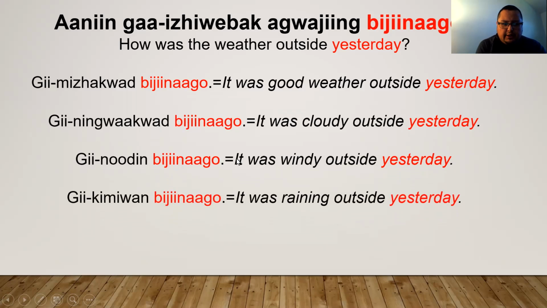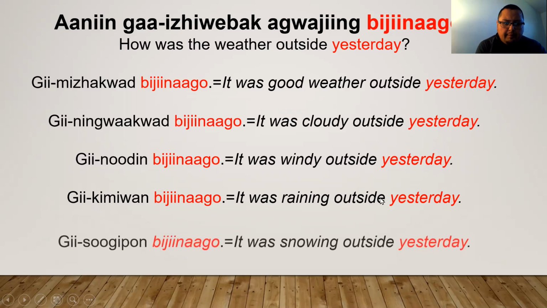Okay, so one word here, a little different. We come across one with the initial consonant change. Our G from gimiwan changes to K. Gi kimiwan agwajiing bijinago. Gi kimiwan bijinago. It was raining yesterday. Gi kimiwan agwajiing bijinago. It was raining outside yesterday.